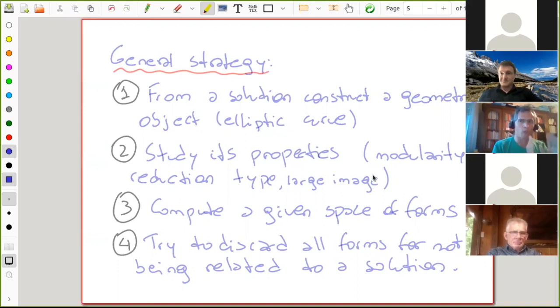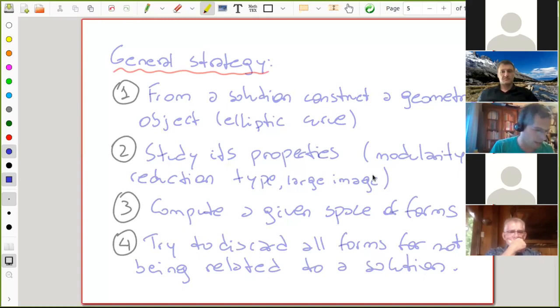You just get one concrete space of forms where you try to search for a form attached to a solution. So this is step 3. You have to compute some space of modular forms. You do this by any computer program like Sage, Magma, or the one you prefer. And then you try to actually prove that none of the forms in this space is related to a solution of the original equation.